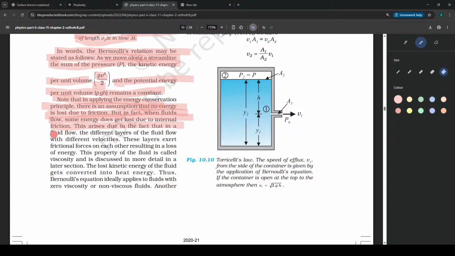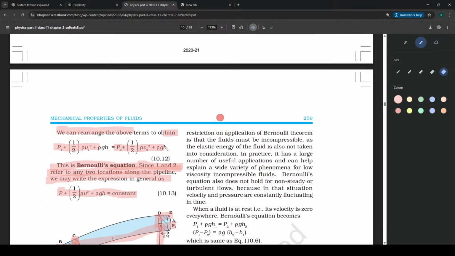This arises due to the fact that in a fluid flow, the different layers of fluid flow at different velocities, and these layers exert frictional forces on each other, resulting in a loss of energy. This property of fluid is called viscosity and is discussed in more detail in a later section. The lost kinetic energy of fluid gets converted into heat energy. Thus, Bernoulli's equation ideally applies to fluids with zero viscosity, or non-viscous fluids. Another restriction on the application of Bernoulli's theorem is that fluids must be incompressible, as the elastic energy of the fluid is also not taken into consideration.